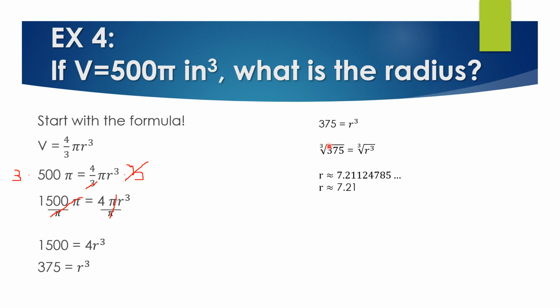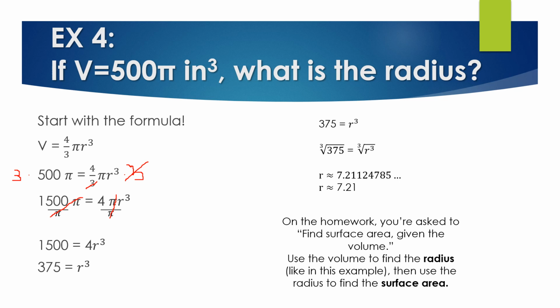Just be careful though, a lot of people will want to take the square root of 375 and that will get you a number that's a little bit too big. The square root of 375 is actually approximately 19.36, so that's quite a bit larger than 7.21. So I'm just going to round this to the nearest hundredth because it didn't tell me what to do here. You could even probably just leave it as the cube root of 375.